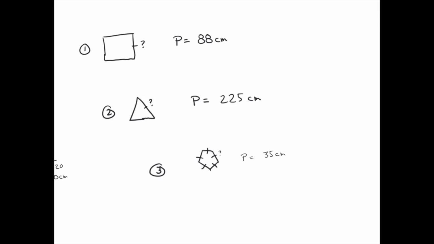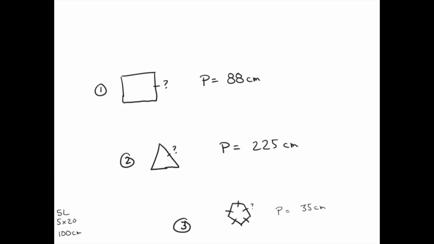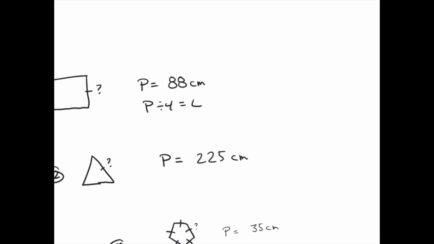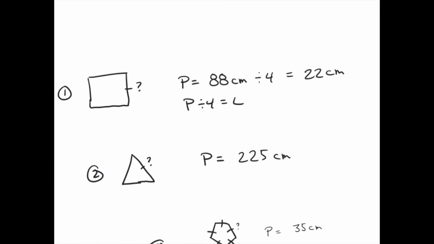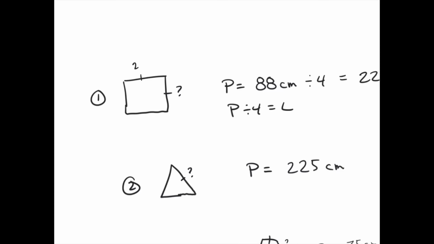Okay, so let's look at these. Here's our first one. It's a square. It has 4 sides, but we don't know the side length. We know the perimeter is 88 centimeters. So our rule is always going to be that we divide the perimeter by the number of sides. So in this case, it's perimeter divided by 4 will tell us the side length. So 88 divided by 4 equals 22 centimeters. So our side length is 22 centimeters.